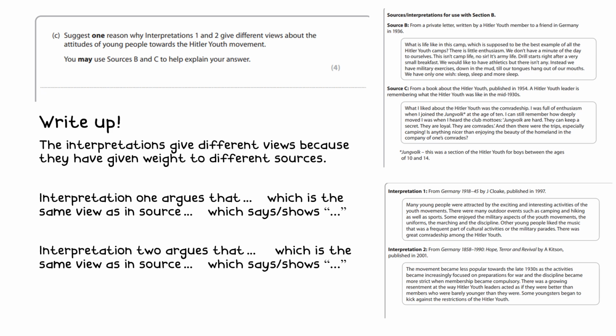So you're going to summarise the view, which you've already done in the previous question, which is the same view as in source, and you're going to match it up with the source that shows the same thing. And you're going to put a quote in from the source to prove it. So you're going to write interpretation 1 argues that, which is the same view as in source, either B or C, which says, and you're going to put your quote in. Then you're going to write interpretation 2 argues that, which is the same view as in source B or C, which says. That's all you need to do, and if you follow that structure, you're going to get full marks on that question.